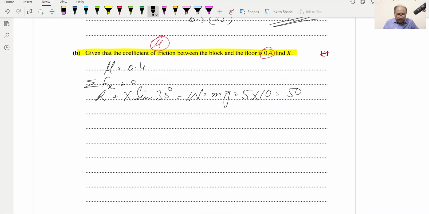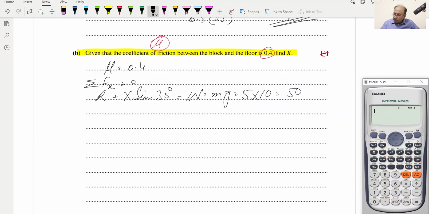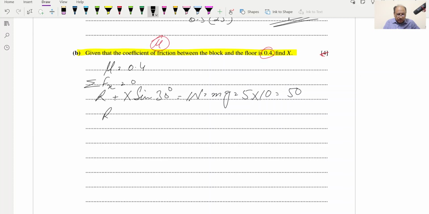So now we can resolve this. Sine of 30 degrees is equal to 1 by 2. So we can write R plus 1 by 2 X is equal to 50, and R is equal to 50 minus 1 by 2 X. So we got this value of R, and now we will resolve sigma Fx.